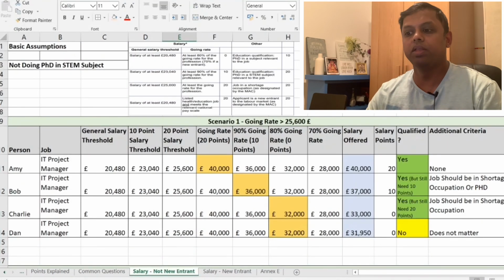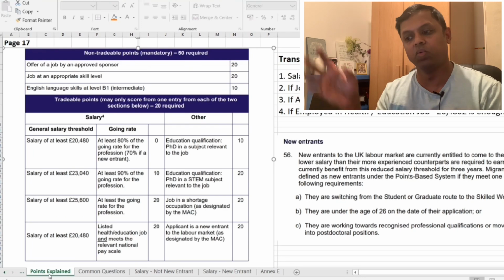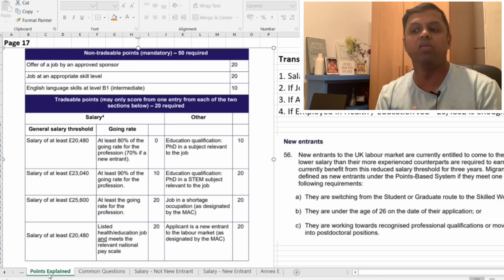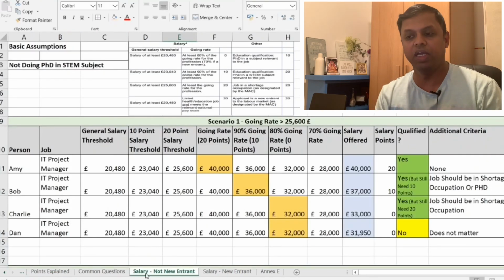So now let's look at the Excel. What I've done is I've taken the page number 17 points table that they've clarified with regards to the salary. And I've created two sections, one for people who are not new entrants and one for people who are new entrants. We defined what a new entrant is in the previous video. So, those three categories, if they meet it, they're a new entrant. If not, they're not a new entrant.